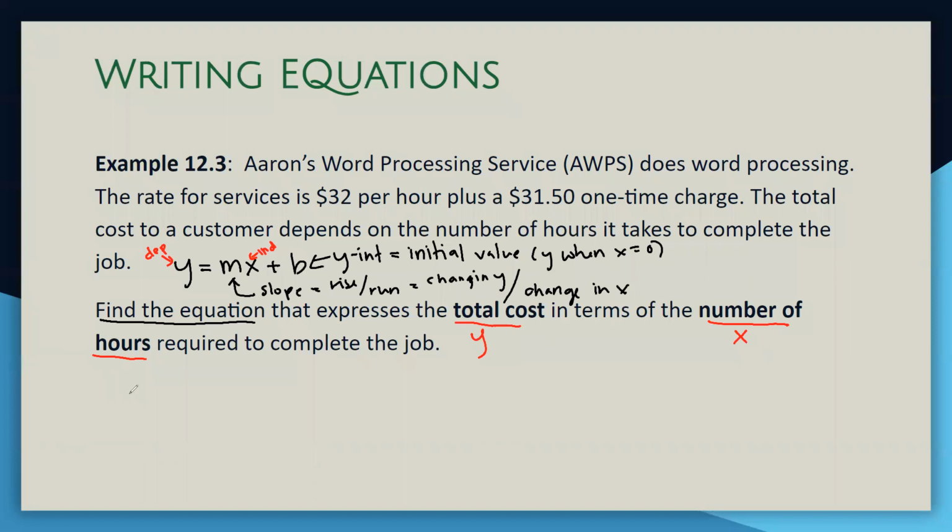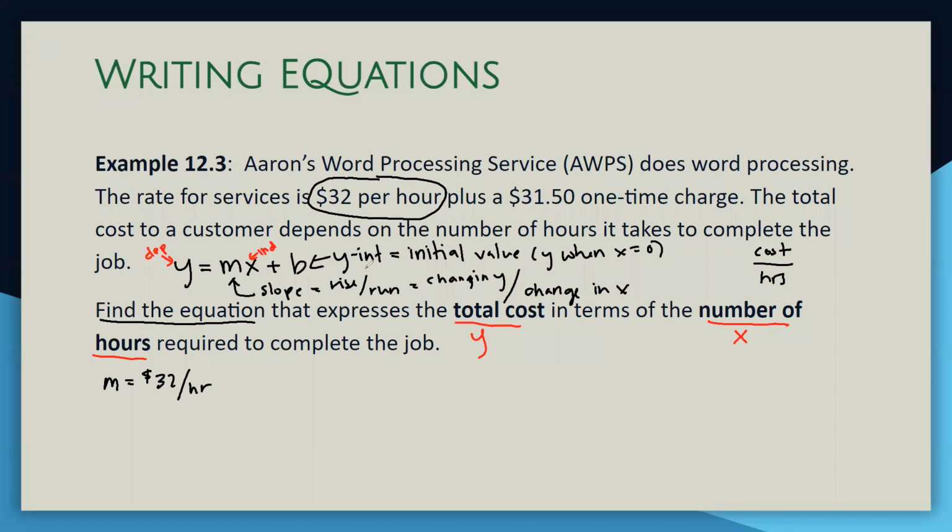So first thing, looking at y and x, I know my slope, which is y over x, should be cost over hours, because y is cost and x is number of hours. Looking through that question, I see a quantity that is cost per hour, $32 per hour. So I have a sneaking suspicion that my slope m is probably $32 per hour.